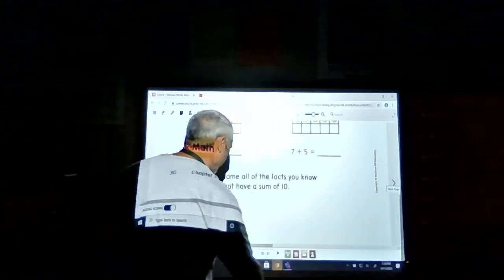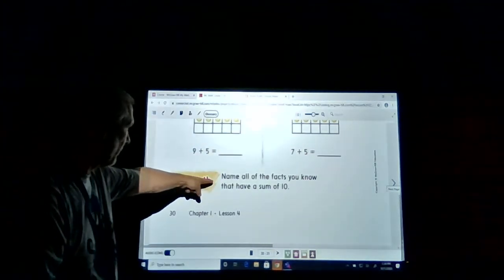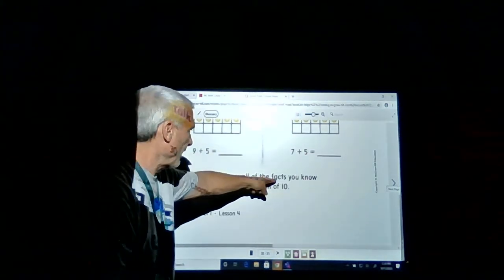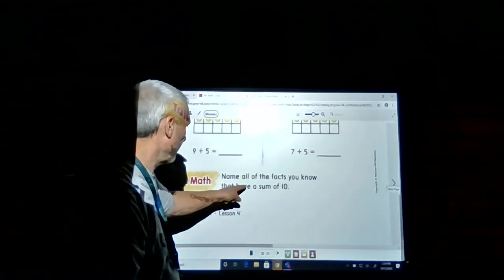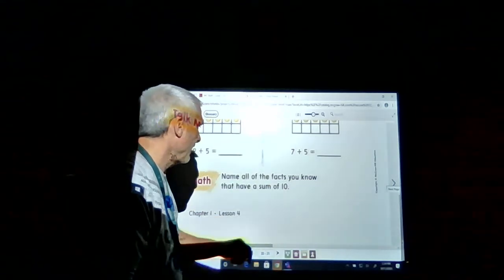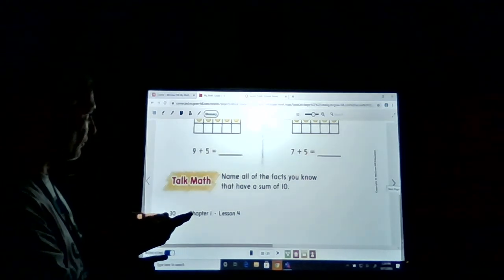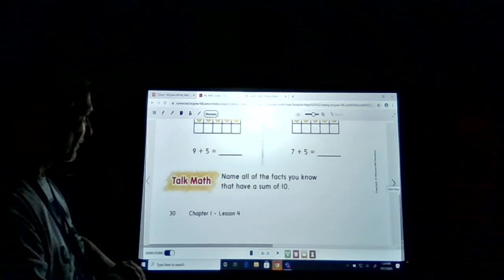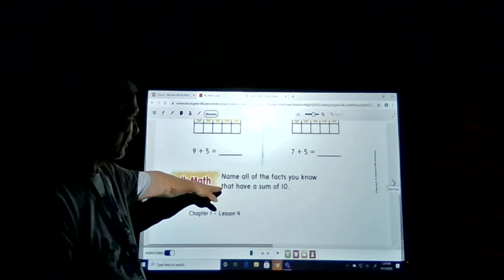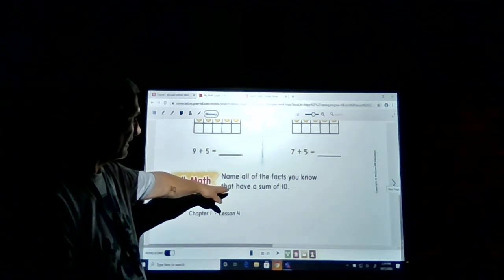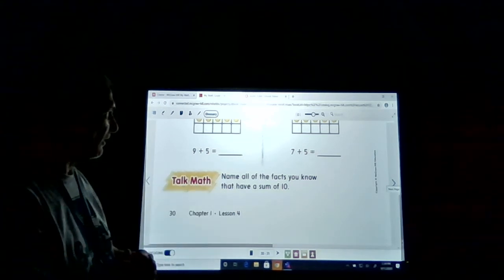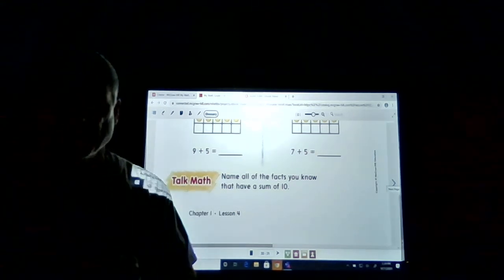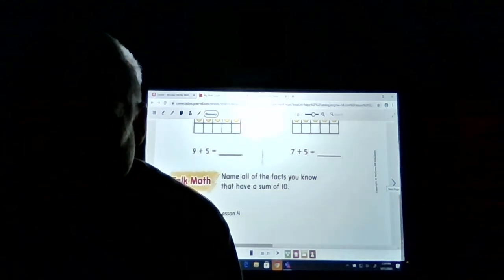Here's the question to tell your home helper: name all the facts you know that have a sum of 10. You can speak that. How do you get the sum of 10? There'll be quite a few of them. Good luck with that. The home helper can give a little hint if you get stuck to get started and see if you can get all of those. And you can find your activity on Seesaw and keep doing a great job.